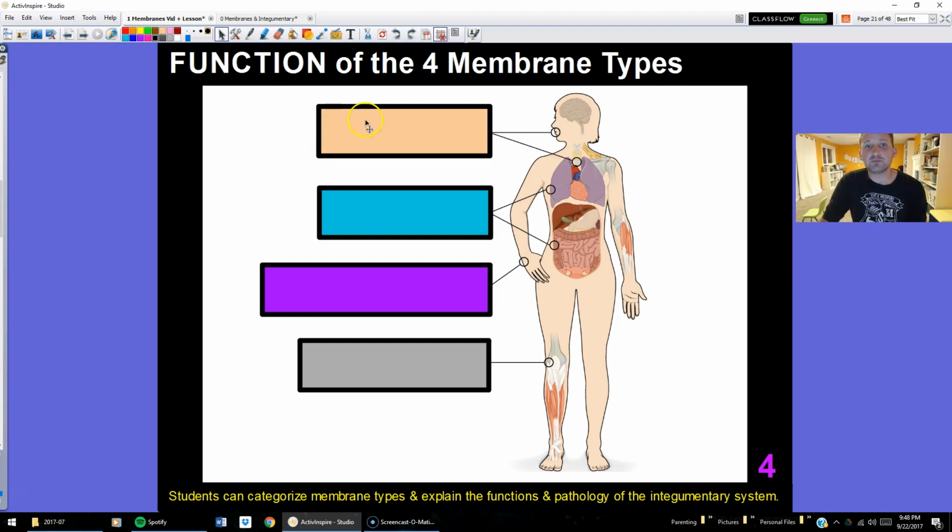So we're done with the third type. Again, review to yourself as I'm talking about it. Mucosa, serosa, cutaneous. Be thinking about which tissue types show up in all three. Be thinking about where you find it.